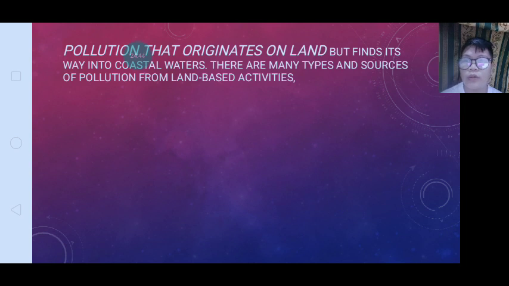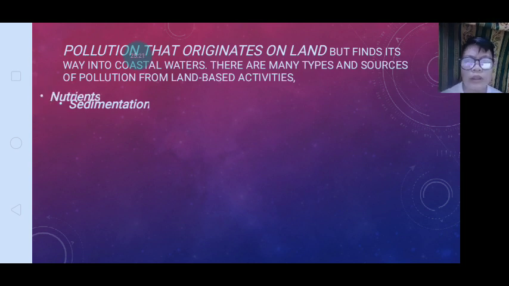Pollution that originates on land but finds its way into coastal waters has many types and sources from land-based activities. The first is sedimentation. Sedimentation from coastal development, urban stormwater runoff, forestry, and agriculture has been identified as a primary stressor for the survival and recovery of coral species and their habitats. Sediment deposited onto reefs can smother corals and interfere with their ability to feed, grow, and reproduce.